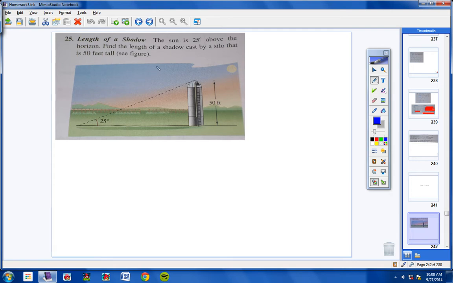Now, students, understand, first of all, you're welcome to use their drawing, but once again, I want to encourage you to learn to draw your own drawings, because on the test or quiz, you're usually going to have to draw your own pictures. Okay, so here we go. The sun is 25 degrees above the horizon, and that would be like an angle of elevation. So here's the ground, and then here's the angle of elevation up here to the sun. There's the sun right there, and we're going to put 25 degrees.